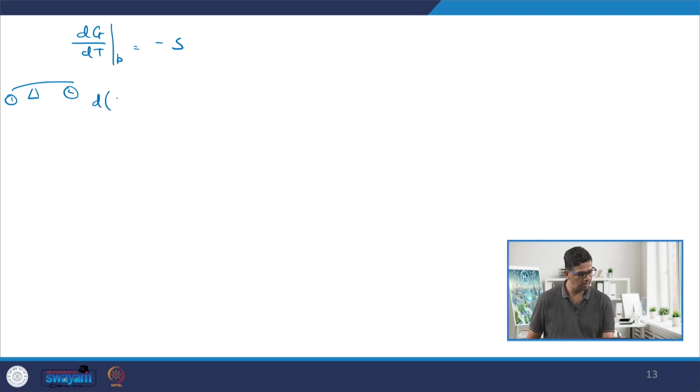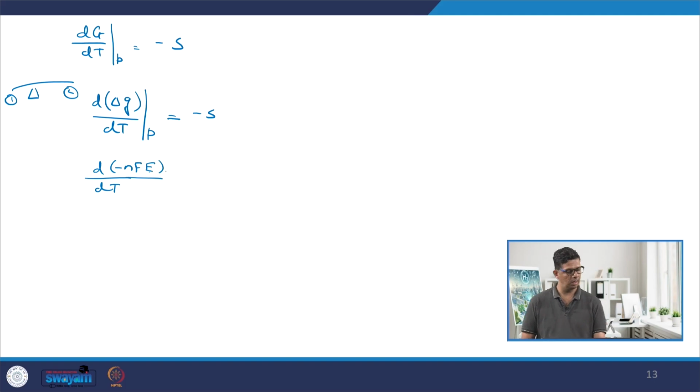So, that is nothing but d delta G, and I am going to try to make it intrinsic. So, delta G of the reaction with respect to change in temperature, we are still keeping pressure constant. This will be minus small s now, because everything is on a molar basis. So, what is your delta G? We know this from earlier. d by dT of delta G is minus nFE. If you recall the previous derivations, keeping pressure constant, this is minus s.